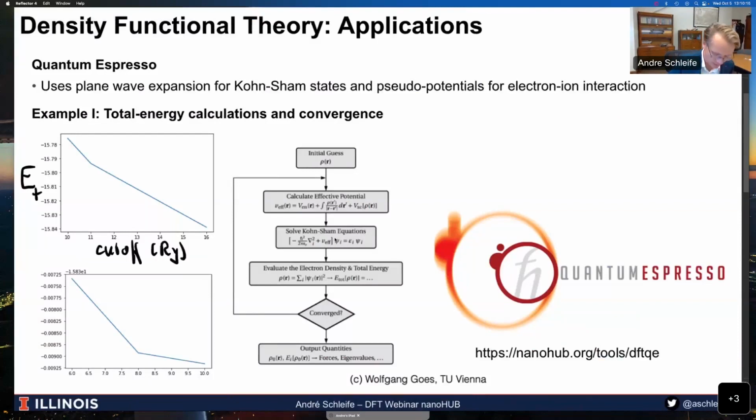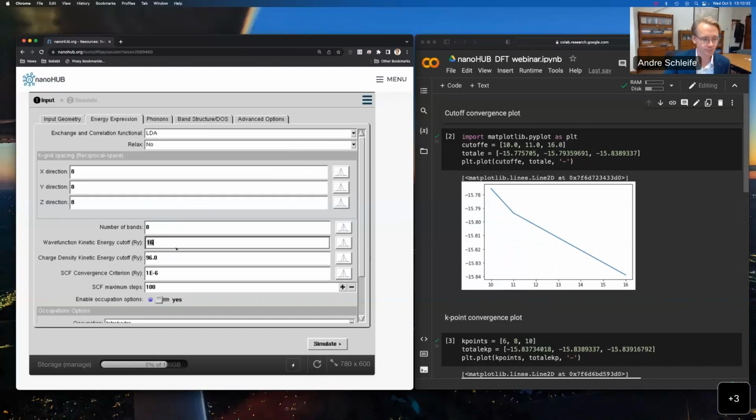I write Rydberg here, and I'll tell you in a moment how I know that. So what you do is you perform a series of DFT simulations that produce total energies, one total energy per simulation. And in that series of simulations, you change the cutoff parameter. So let's try that. I will demonstrate this for the system that we have here.